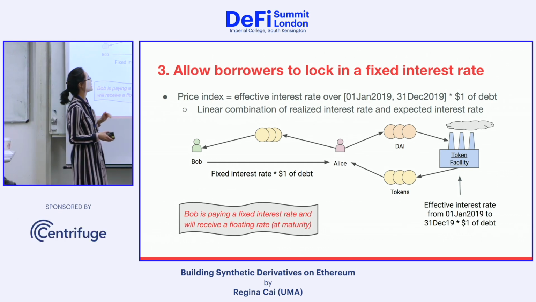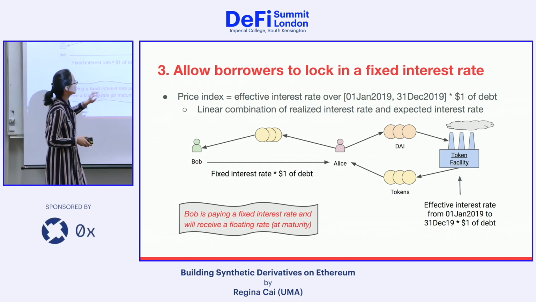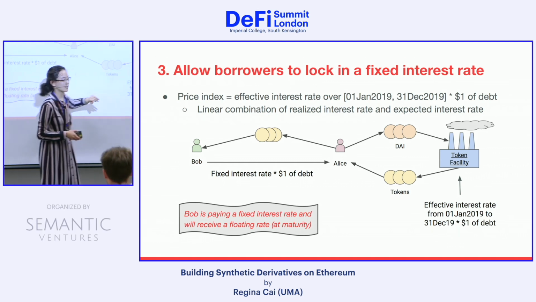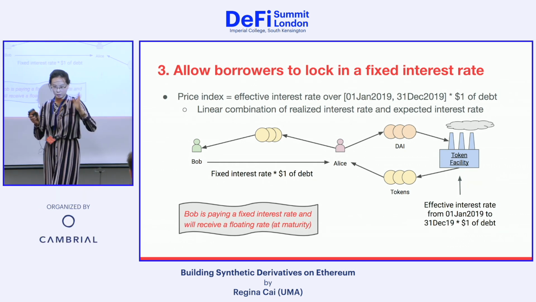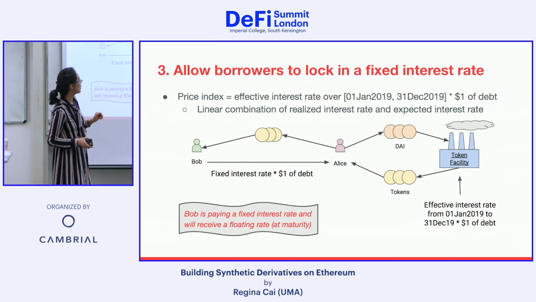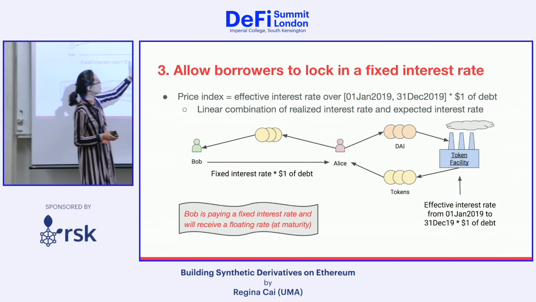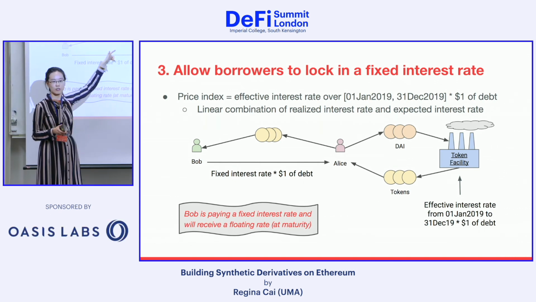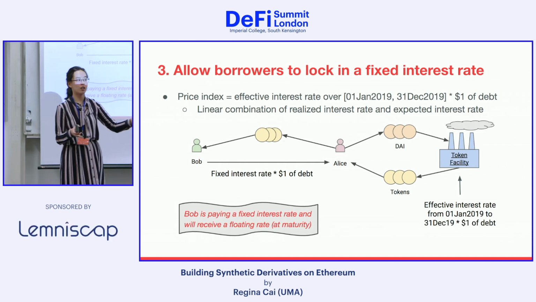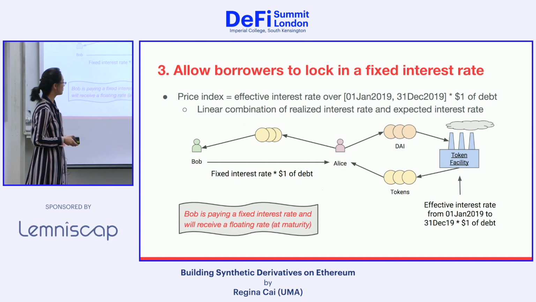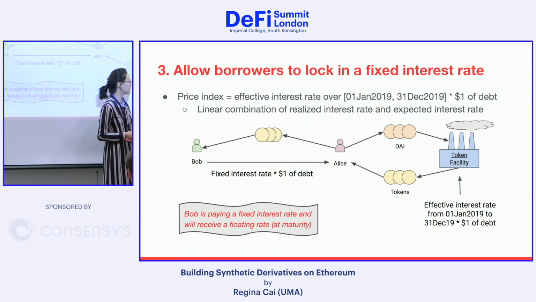Let's say you set the price index equal to the effective interest rate that's being charged on this asset over this time period, right? So I've chosen a fixed, like, 1-year time period, multiplied by, like, say, $1 of debt, or whatever notional you want to use. Well, then what that means is that over the lifespan of the token, from Jan 1st to December 31st, that effective interest rate is going to be some linear combination of the rate that you've realized over that period and the expectation for the rate in the future. Right? But the cool thing is now you can mint tokens that are backed by collateral equal to this, right?